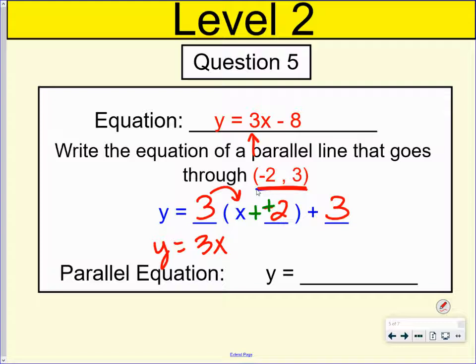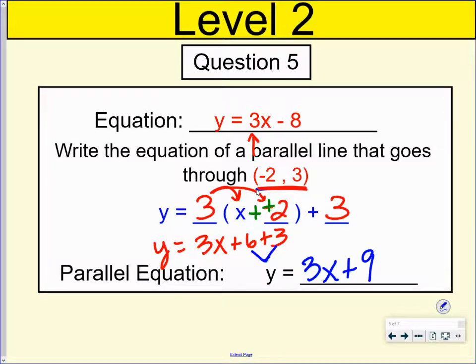So here we've still multiplied 3 times x and got 3x. Now we need 3 times 2. We're going to get 6, and we still have our add 3 at the end. So our final equation, our parallel equation of this first equation up there, I'm going to write it in blue, is y equals 3x plus 9, because we can combine these like terms right here.